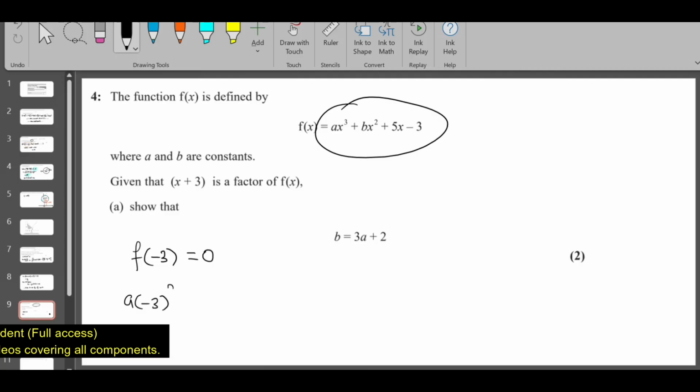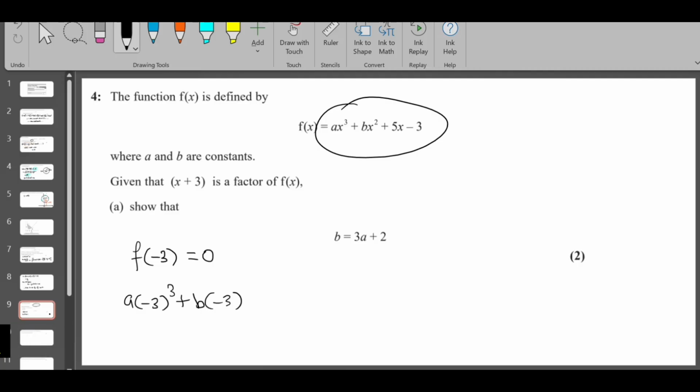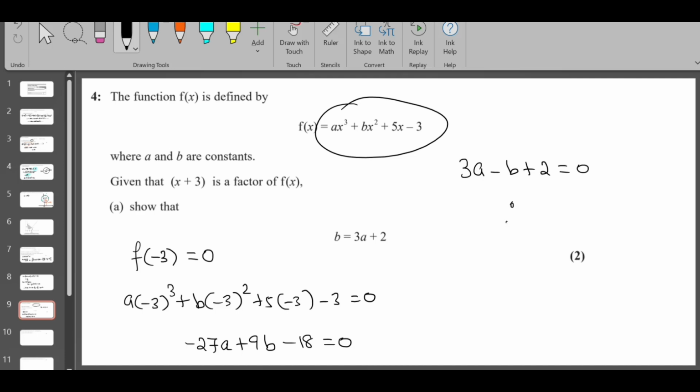A times x cube, b times x square, 5 times x minus 3 is 0. So minus 27a plus 9b minus 15 minus 18 is 0. Divide everything throughout by 9, maybe minus 9. You will get 3a minus b plus 2 is 0. Therefore, b is equal to 3a plus 2. That's just a 2-mark question.